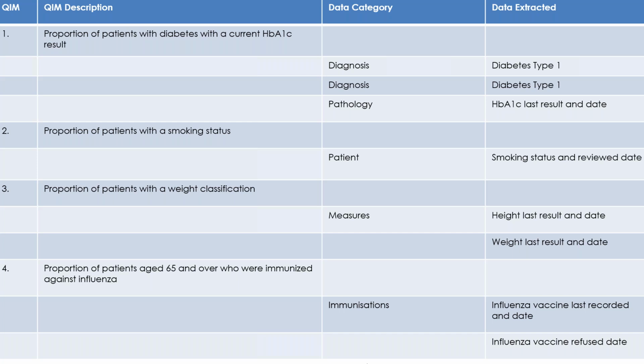Item 4, you can see again, has the categorization of immunizations. It's about understanding the proportion of patients aged 65 and over, and it follows through the other results as well, against influenza. And therein lies the extracted data they're looking for: the influenza vaccine last recorded date range, and then the refused date range from that proportion.